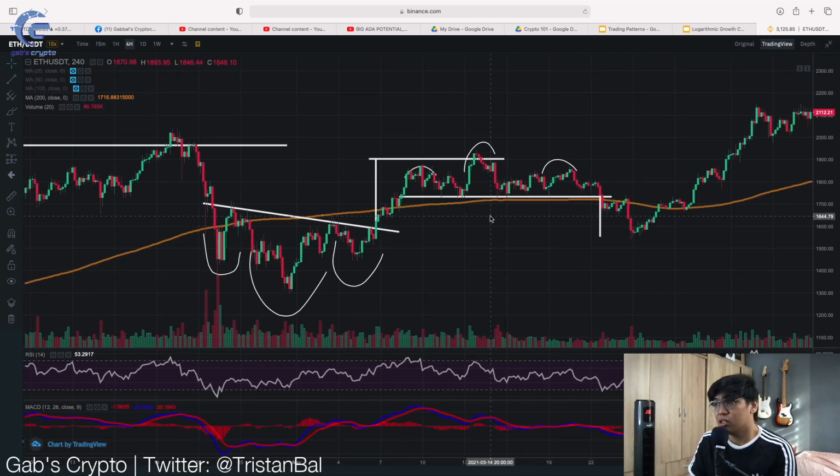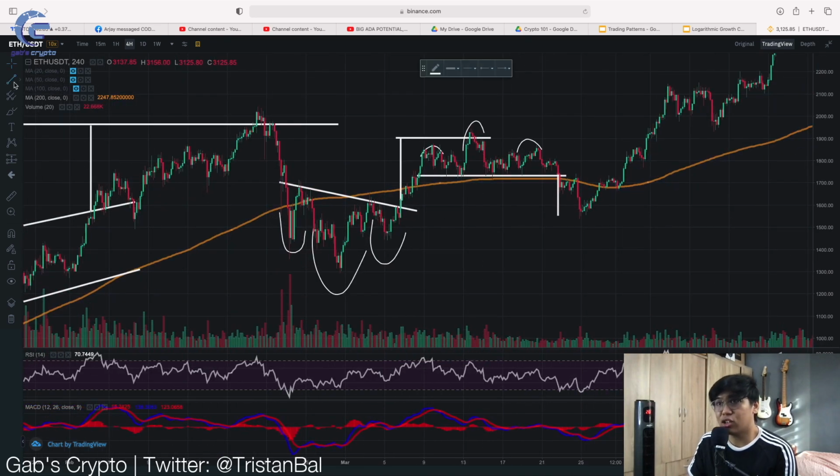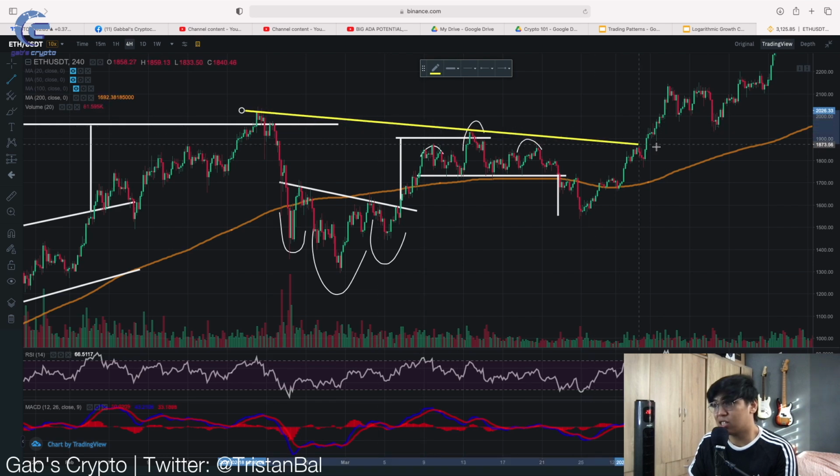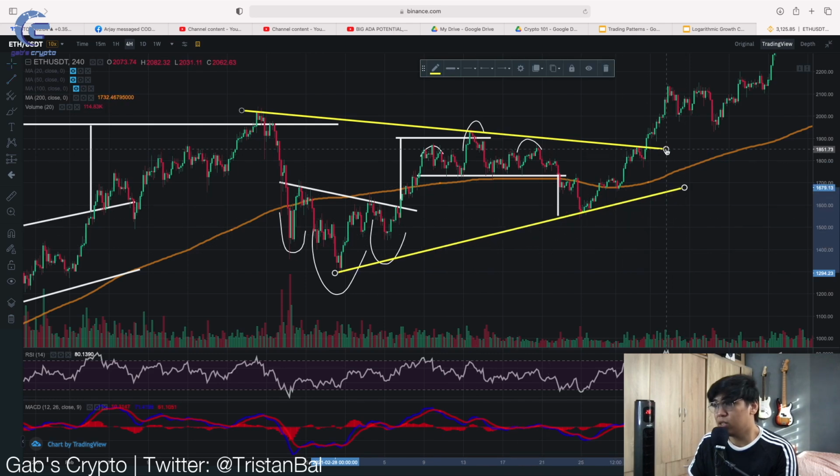So ngayon, you could also look at the bigger picture. If you're going to zoom out, you would actually notice, palitan natin ng yellow, na meron tayong bigger pattern. So you would see na meron tayong resistance dyan. So ayun na may resistance. And then this one, plot tayo ng support. Makikita mo na meron tayong support. So this would mean na meron tayo actually all along na symmetric triangle. So this would mean na this is a 50-50 move.